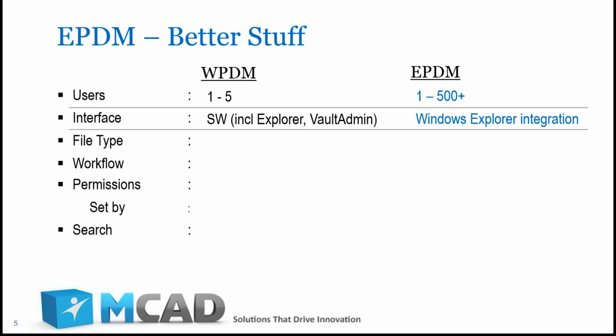The interface for the two. With Workgroup PDM, you have to go through some sort of SolidWorks software to get to your Vault. This could be SolidWorks Explorer, maybe the Vault admin tool, or just the SolidWorks design software itself, which works, but it just means there's something else that you have to go into, even if you just want to look at files.